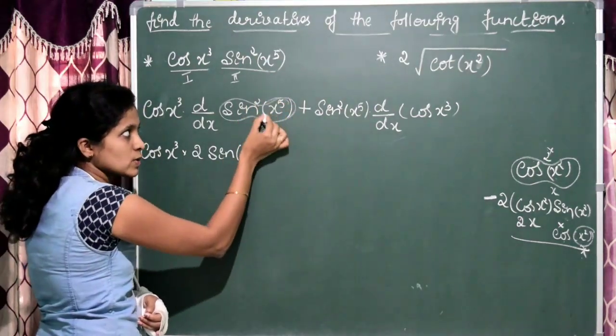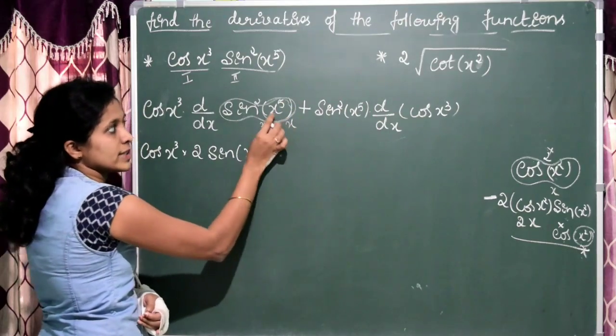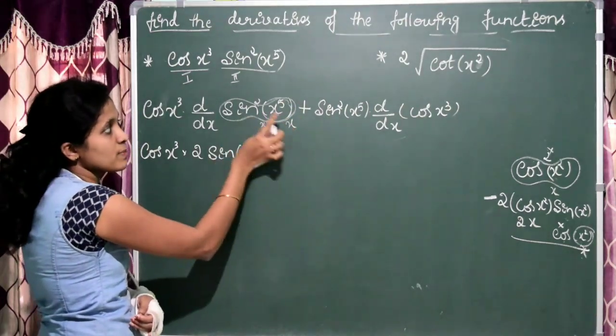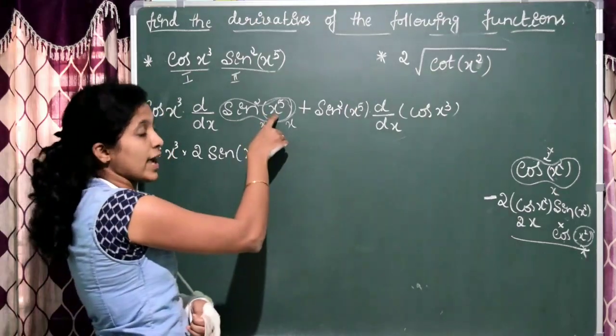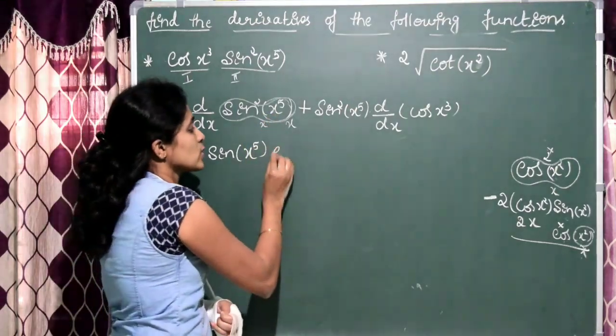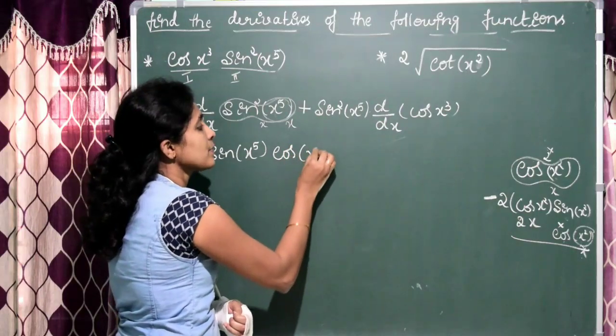Now we have to consider x to the power 5 as x. Now this is x to the power 5 is x. Now it's of the form sin x. What is the derivative of sin x? Cos x. But in the place of x, here we have x to the power 5. So this will be now cos x to the power 5.